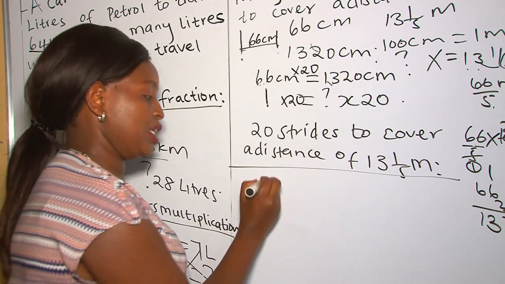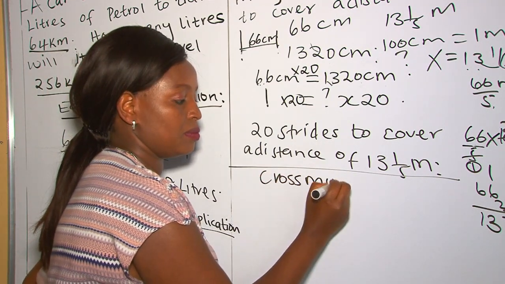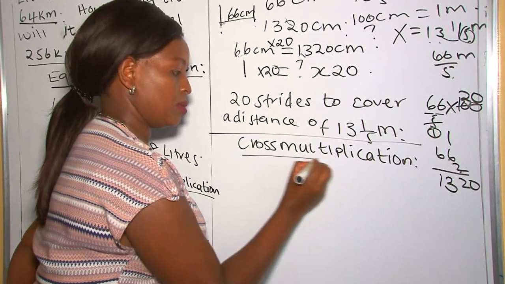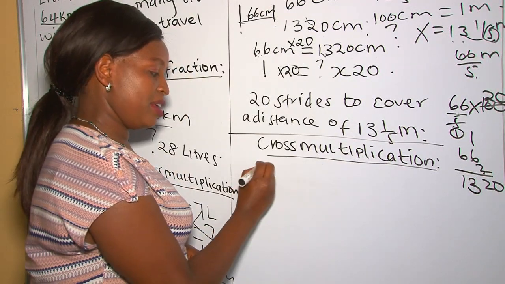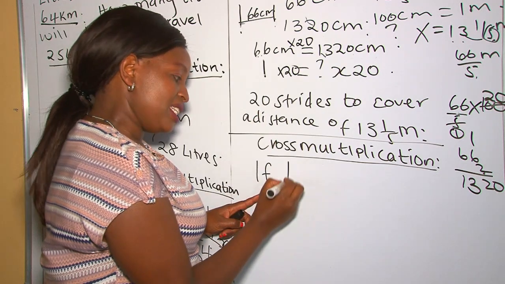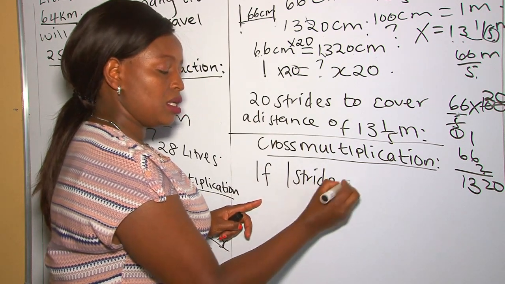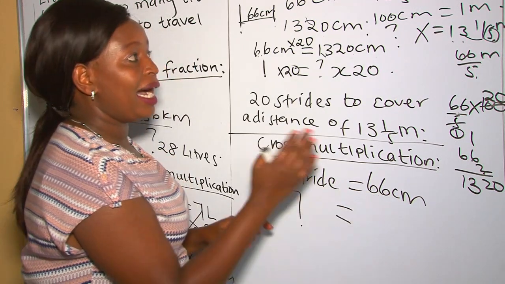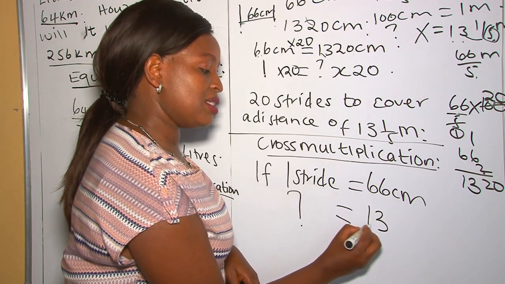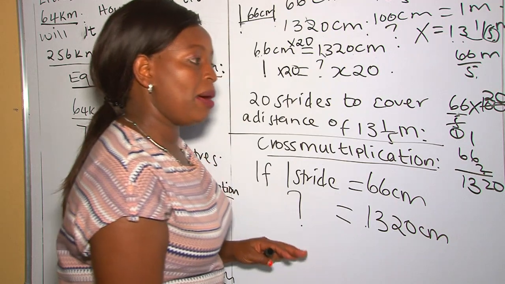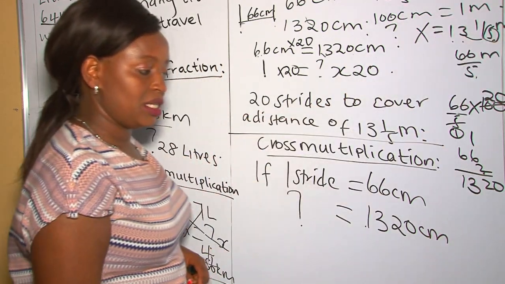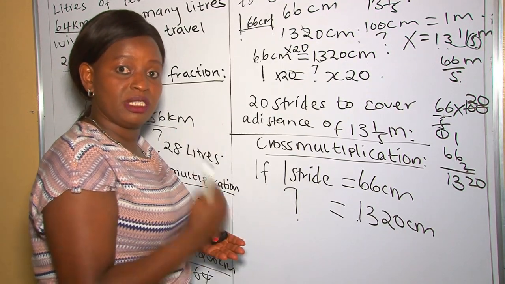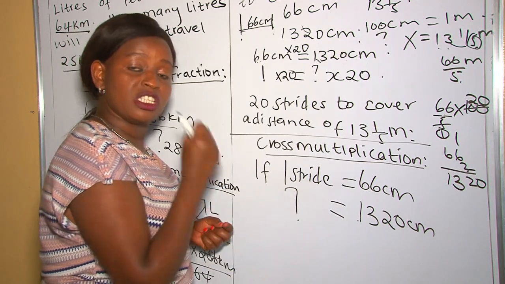Now let us use cross multiplication. Using the cross multiplication formula, you use the word if. That is, if one stride is equal to 66 centimeters, how many strides will cover a distance of 1,320 centimeters? Remember, we had converted our meters into centimeters. You must have the same units. You can't work with different units. If it's meters, there must be meters, all of them. If it's centimeters, you choose centimeters, all of them.